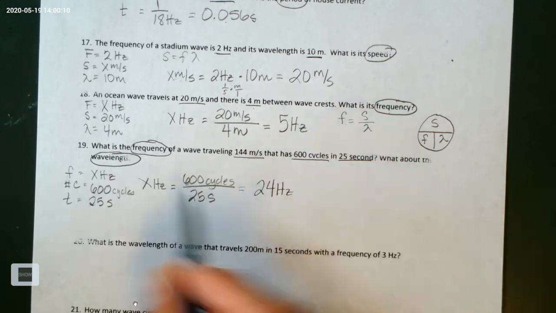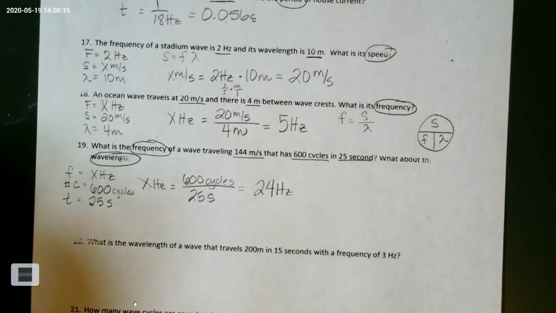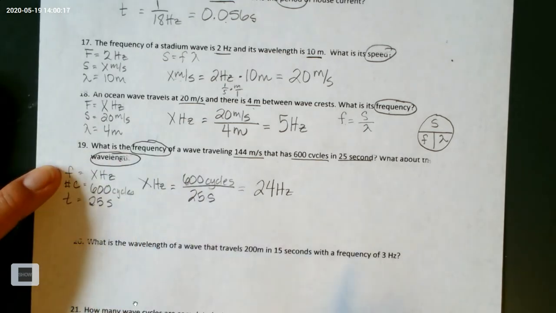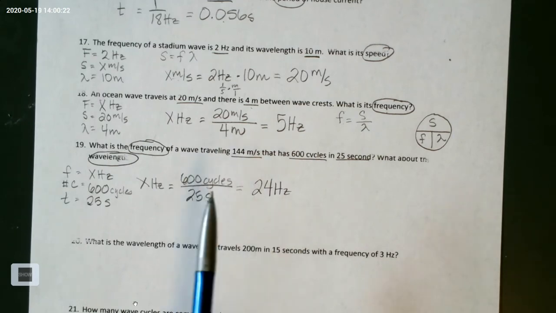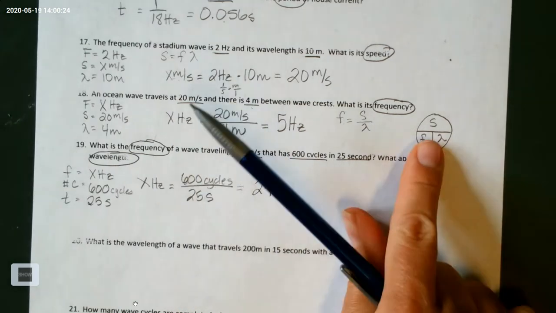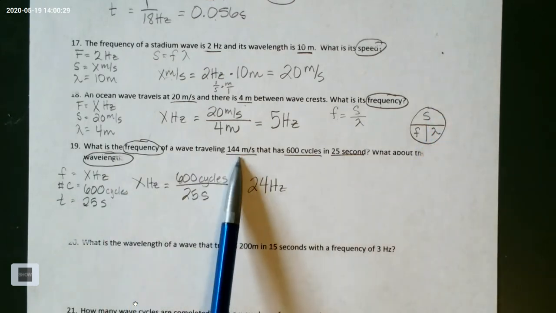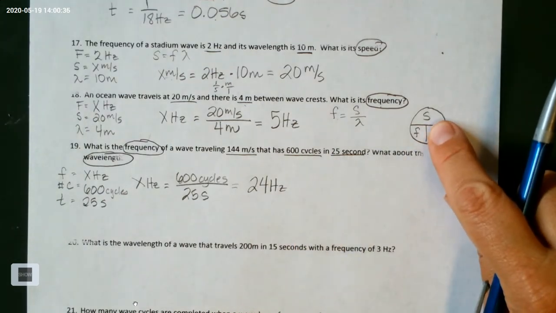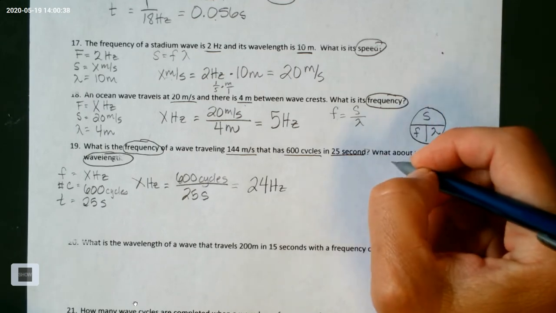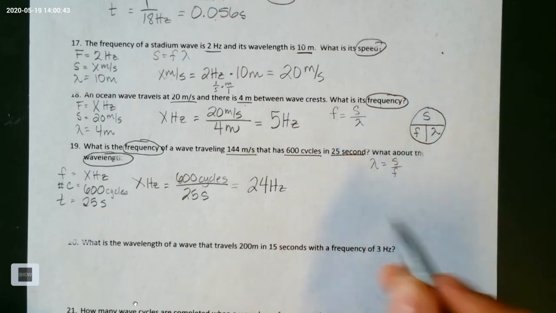That's going to be our frequency, but we're not done. It also asks for wavelength. So it says, what about the wavelength? So now remember, for wavelength, it's a measurement, it's a distance. We can use this circle up here to find wavelength as long as we had speed and frequency. Well, we have speed and we just found frequency. So now we have the ability to find wavelength. If we cover up wavelength, we get speed divided by frequency. So the equation will be wavelength equals speed divided by frequency.